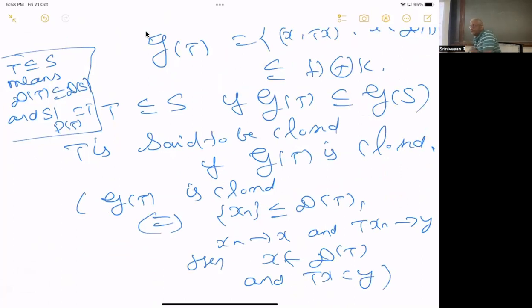So this is the definition. For a bounded operator, you don't need it, it will be defined already. But here you have to say that X is in the domain of T. That's one more condition. And TX should be equal to Y.